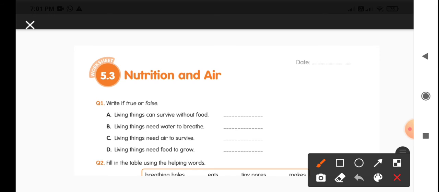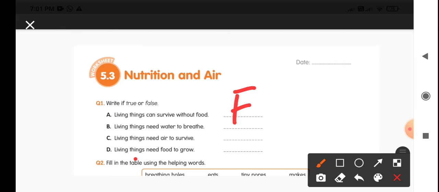So the first one, write true or false. Living things can survive without food. Without eating food, are we able to live? No. So this sentence is false. Write like this. The next one, living things need water to breathe. Do we need water for breathing? Breathe means taking air. Do we need water while taking air? No. Living things need air to survive? Definitely. Without air, we can't survive at all.